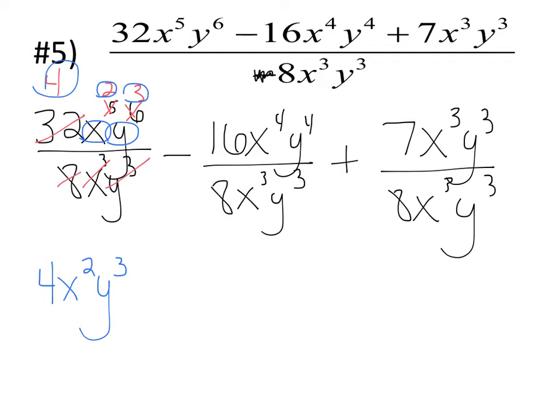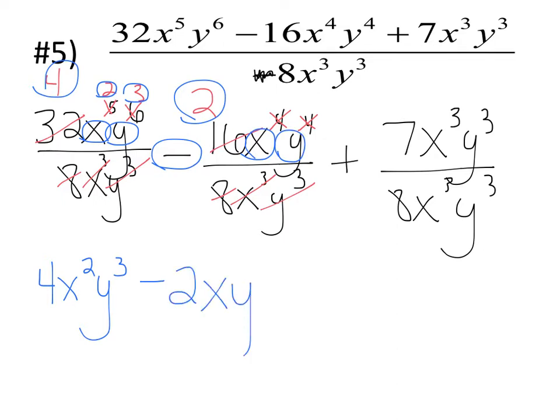Okay, minus 16 divided by 8 is 2. 3 x's down here cancel all but 1 x up here. 3 y's down here cancel all but 1 y up here. So you're left with 2xy. So it's minus 2xy.